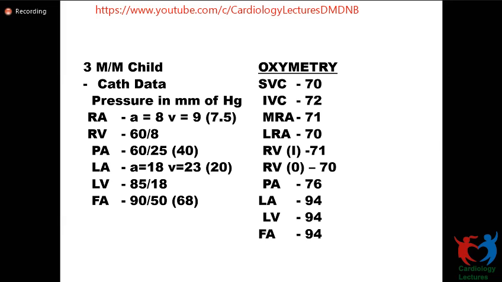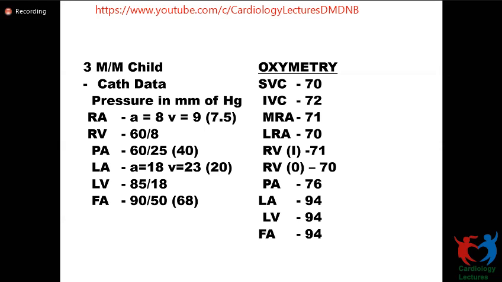Sir, this is a simple one. It's a 3-month-old child, sir. First, I'll read out the oximetry: the saturation is 94. There is slight desaturation. SVC is 70, so the cardiac output seems to be all right, sir. IVC 72. The RA mean is around 70. RV is again around 70. PA is 76. There is a step up of around 6, a significant step up at pulmonary artery level.